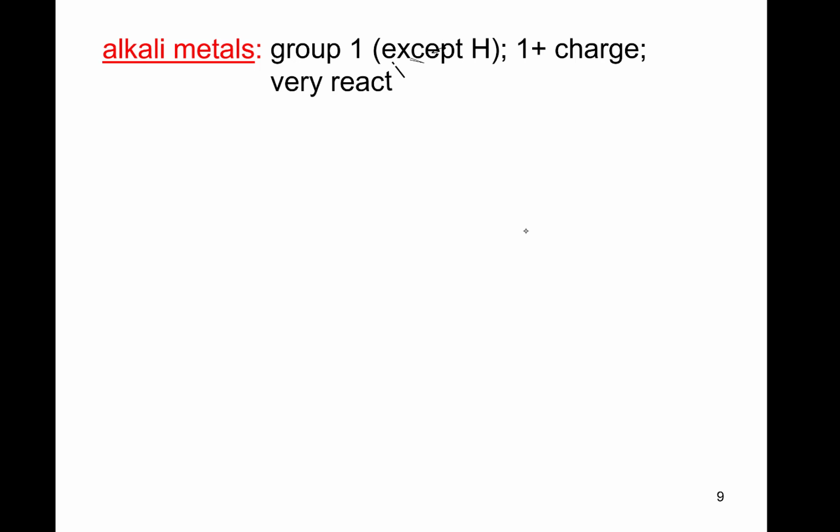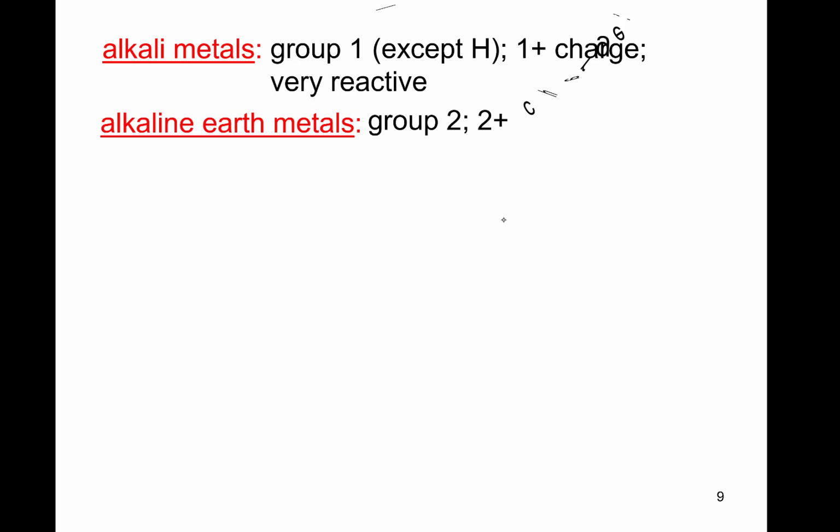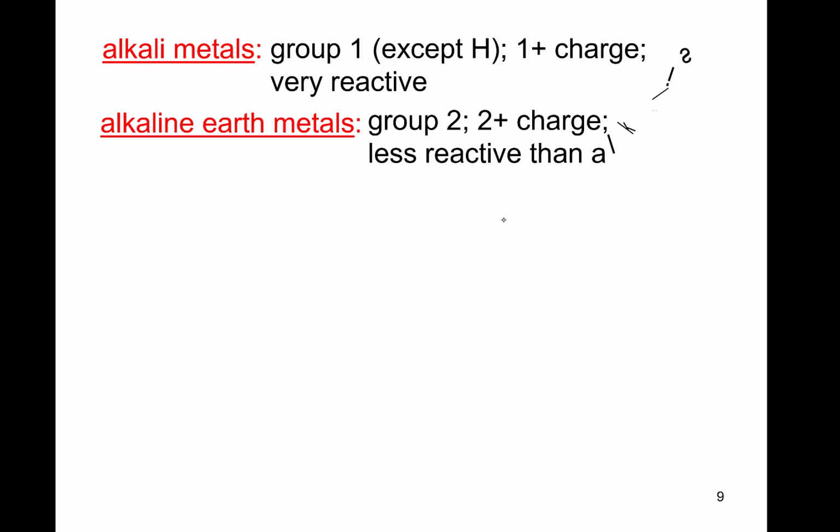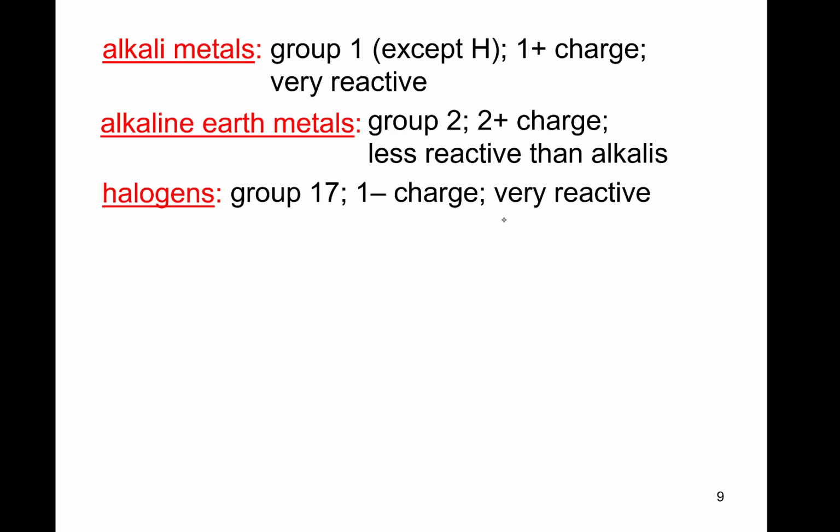All right, alkali metals, like I said, that's group 1. Every element there except for hydrogen will form a +1 charge, and they are very reactive. Alkaline earth metals, so these are the family names, and you need to memorize these family names. Our group 2, they will all form a +2 charge when they form an ion, and they're not as reactive as the alkali metals. The halogen family is group 17. They will all form a -1 charge, and they are very reactive.